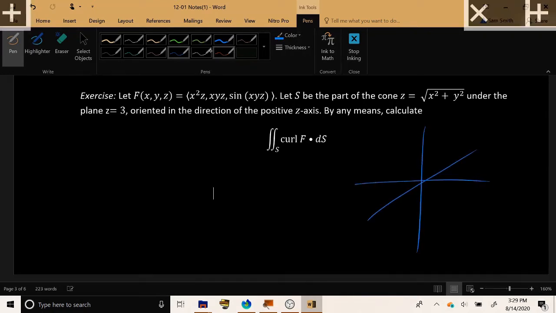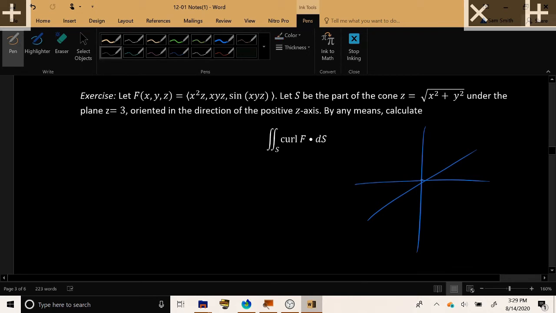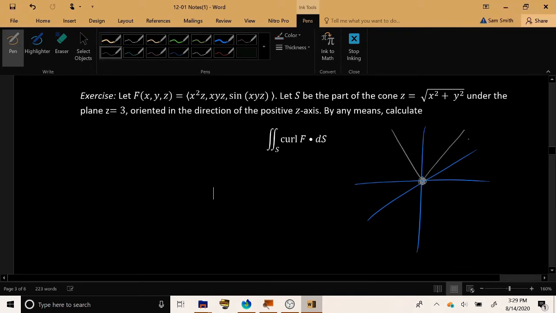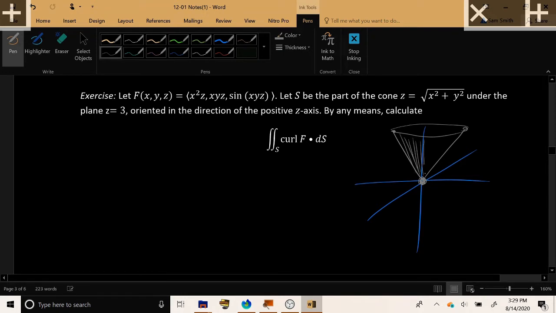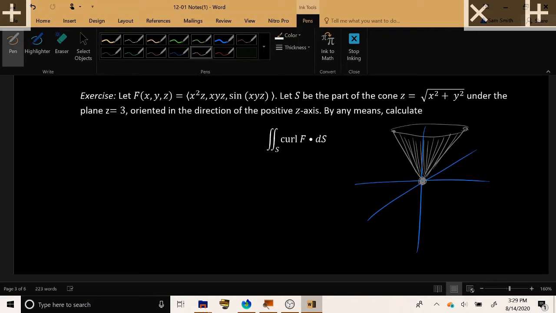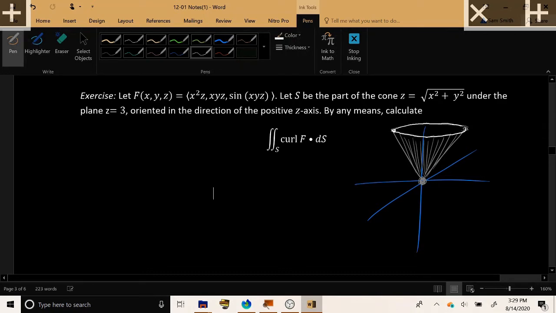So while I have that in my mind, I'm going to go ahead and draw the surface. We have the cone z equals square root x squared plus y squared. Let me just shade in the cone here. And then the boundary curve is the one living up here at z equals 3. That circle living at z equals 3.